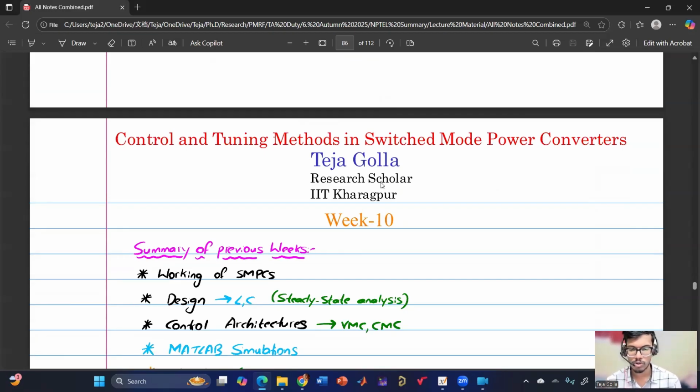So week 9 is all about operating points, their stability, eigenvalues, eigenvectors, and how to get the trajectory details and A matrices, all these things. So any doubts till week 9?